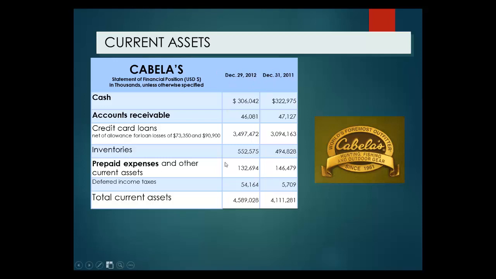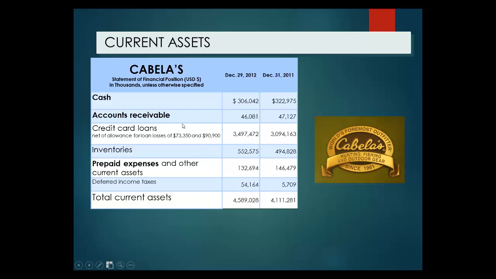So like all balance sheets, there are 2 columns, 2 years. And here are the current assets for Cabela's. The bold accounts are ones that we've studied before: cash, accounts receivable, prepaid expenses, and we've worked with prepaid insurance and prepaid rent. There are other current assets such as inventory, such as current deferred income taxes, such as credit card loans if you have a Cabela's credit card, and you can see that's a big portion of their current assets.